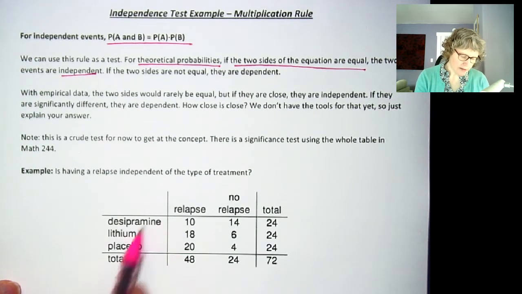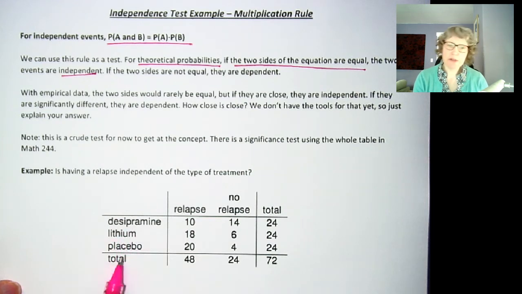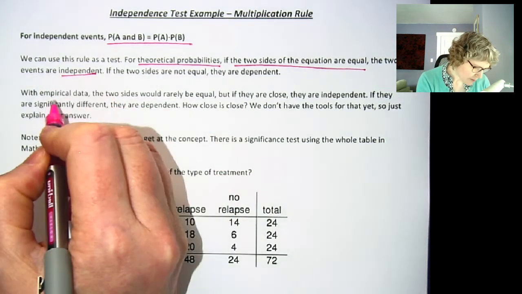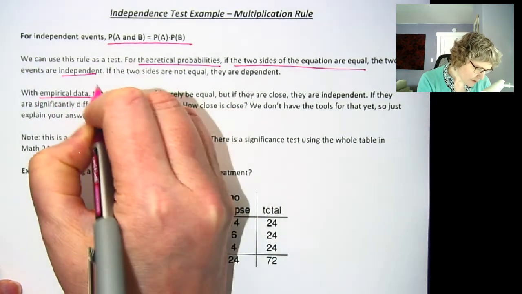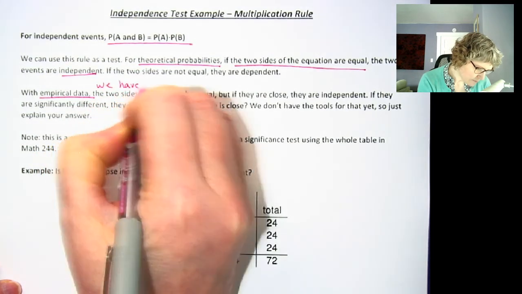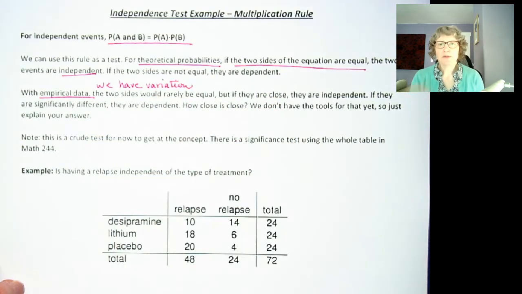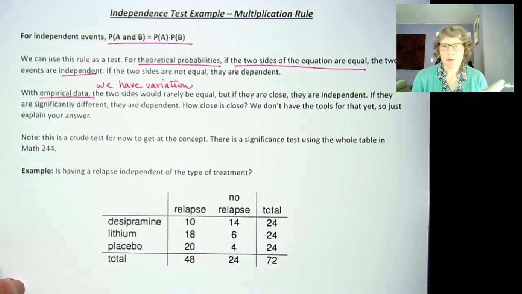For example, in this situation where we have an experiment with two different treatments and a placebo group, we have 72 people here. And if we repeated the experiment with another 72, or 115, we would get slightly different results because they're different people. So we have to keep that in mind. With empirical data, we have variation. Sometimes called sampling error, but it's really a normal expected thing to have this variation.